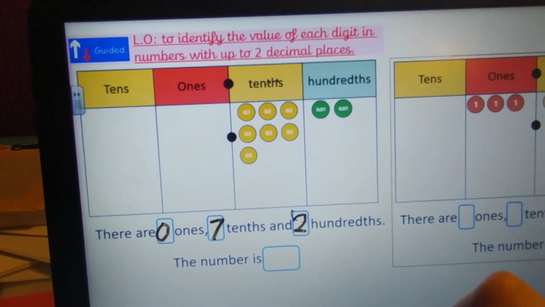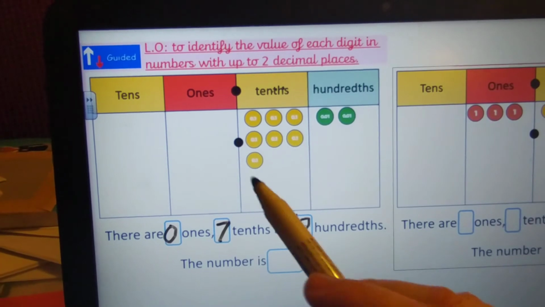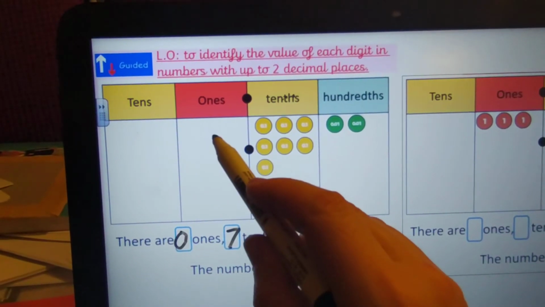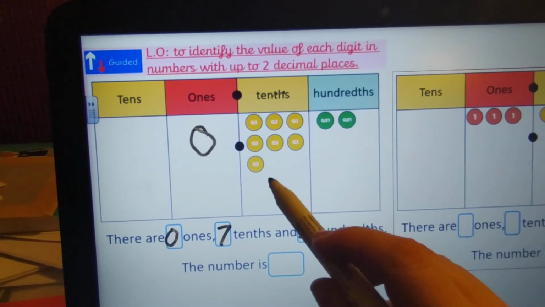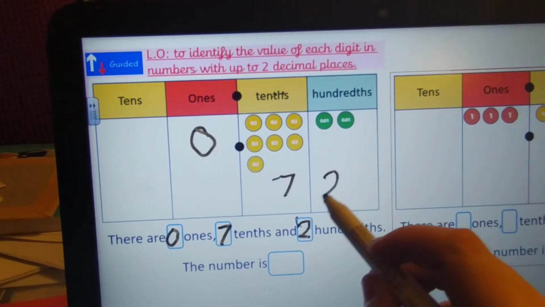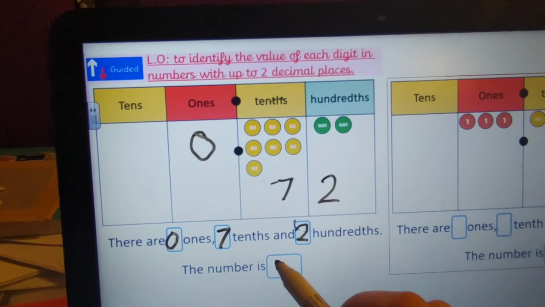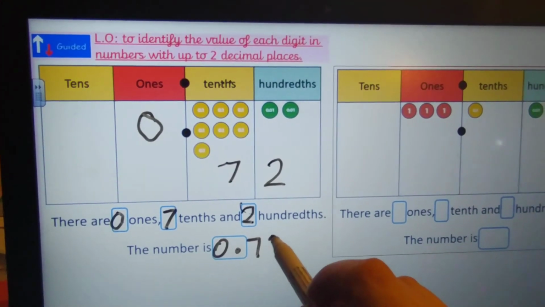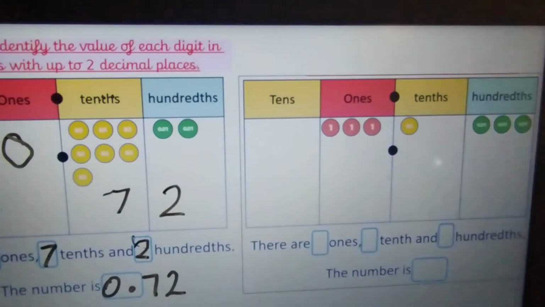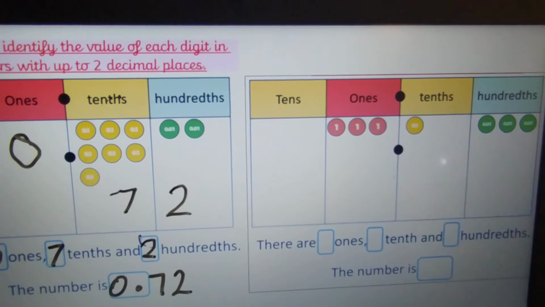So that's 2 hundredths. So our number then, when we write it down, I'm just going to put the 0 ones in here to make it a bit clearer for you. We've got 0, we've got 7, and we've got 2. So our number is, I'm never going to fit this in this box, 0.72.